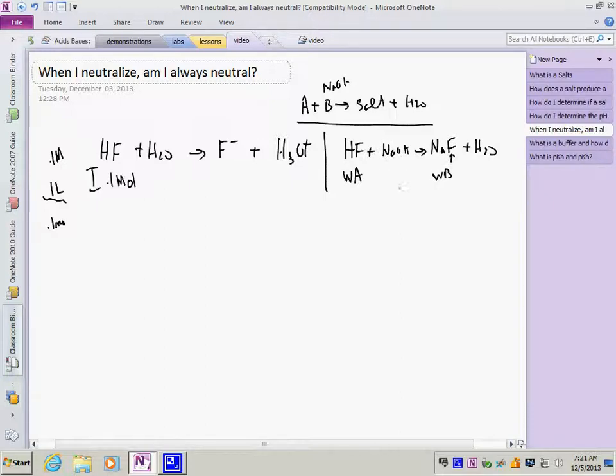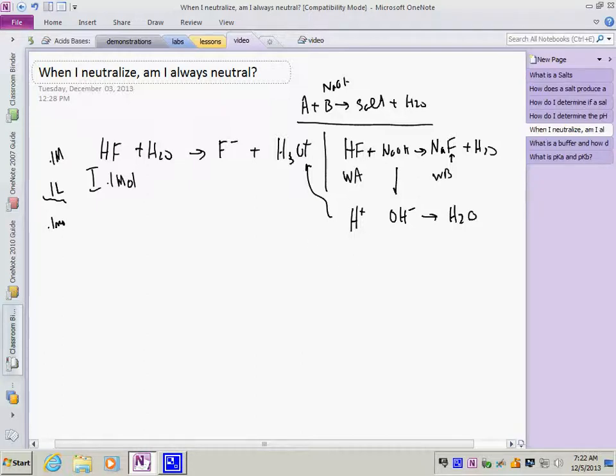In the nuts and bolts of what's happening here, when I drop an HF in here, it ionizes to form H plus ions. Well, the HF is here. I'm actually going to drop in the NaOH, and the NaOH will have a hydroxide which attacks the H plus ion, producing water. This thing then removes this, and Le Chatelier's principle says it rolls over. Every time I remove one of these, I lose an HF and I gain an F negative.